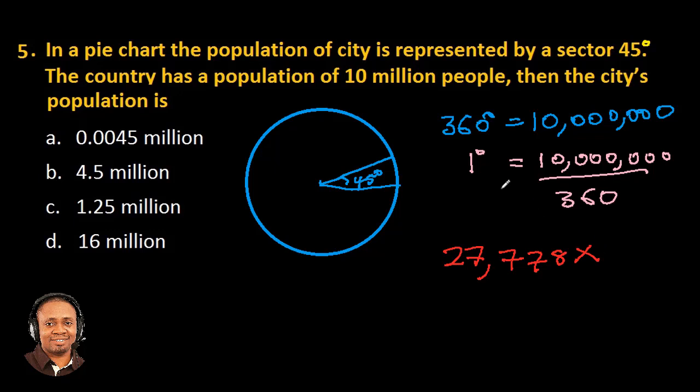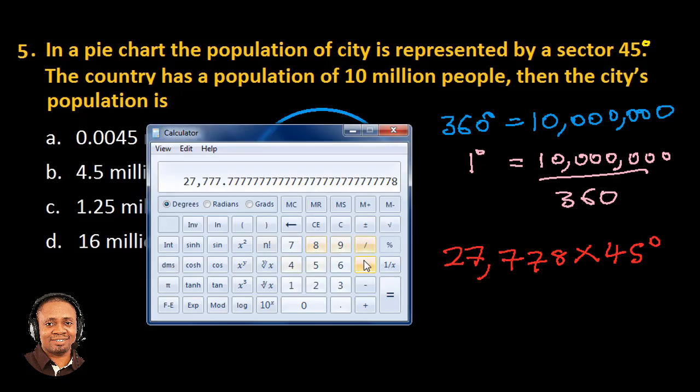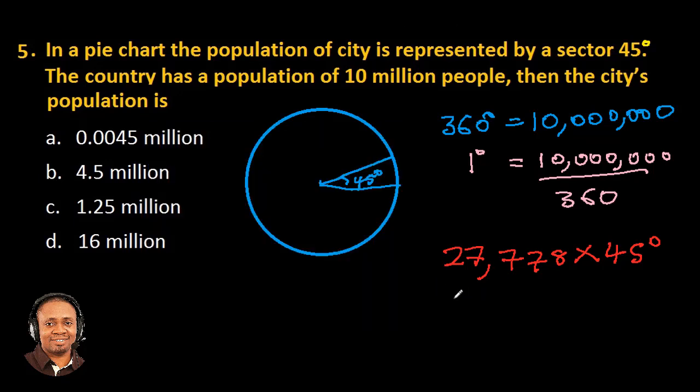Since we now know that 1 degree is 27,780, we multiply that by 45 degrees. And let us go back to our calculator. We multiply this by 45, and we get a final answer as 1,250,000 people. Okay, so this is the population for the city.